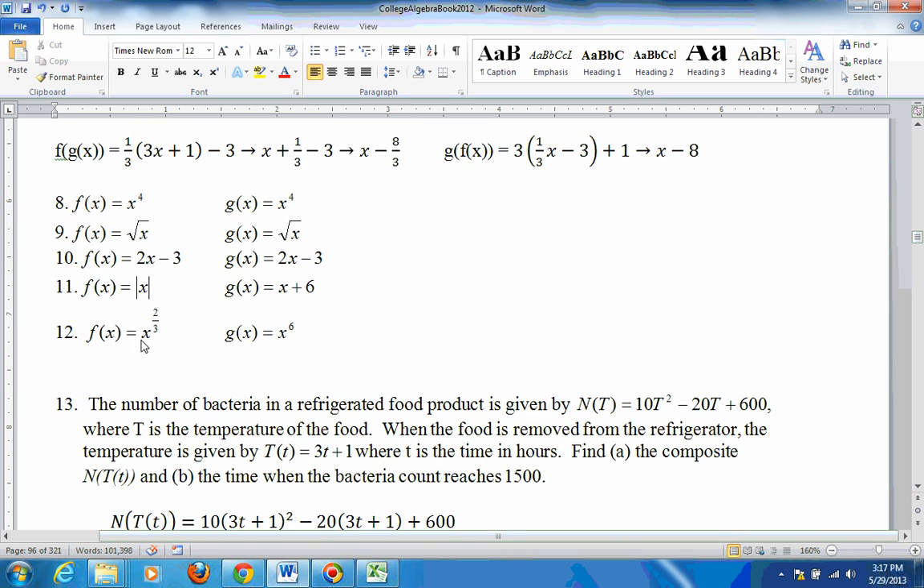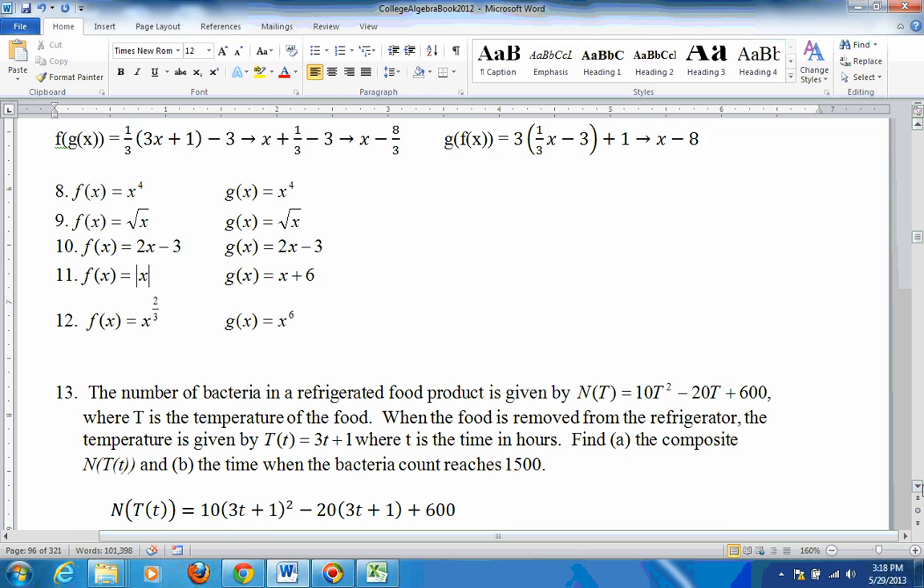Let's do 12 here while we're here. F of g of x means put the g of x, x to the 6 in there for x. It would be x to the 6 raised to the 2/3. And when you have powers raised to powers, you multiply. And when you take 6 times 2/3, well, 2/3 of 6 is actually 4. So that would give you x to the 4th. And g of f of x would give you the same thing.